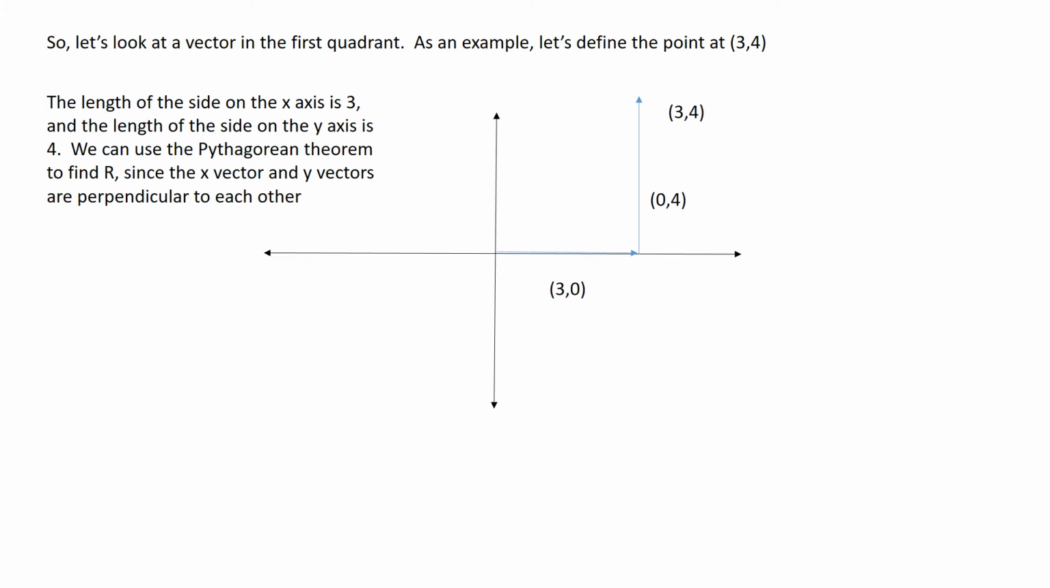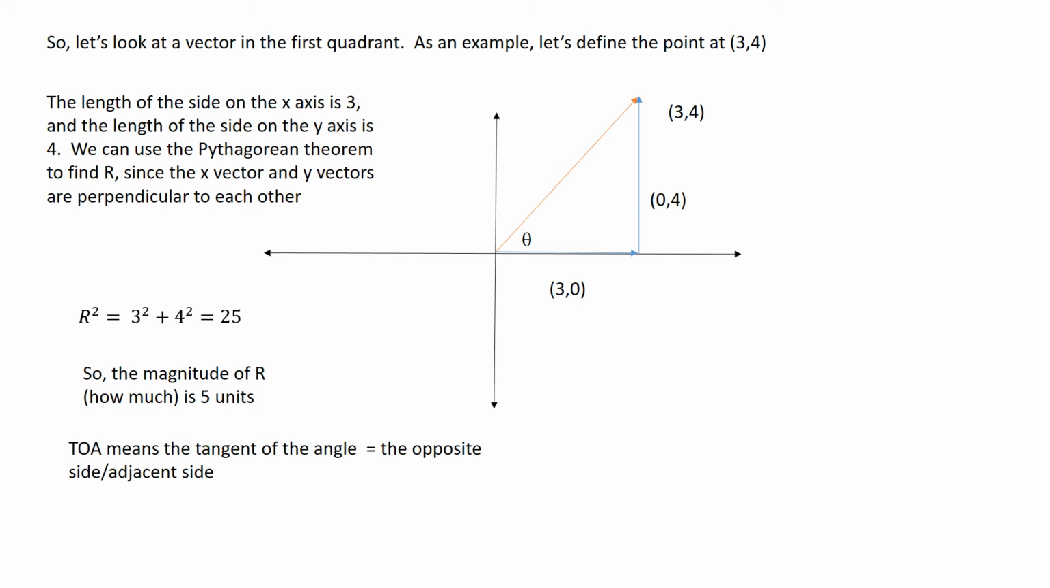I can use the Pythagorean theorem to find r, since x and y are perpendicular to each other. There's my hypotenuse. I added it in there. I find r squared is equal to 3 squared plus 4 squared. That's 25, so r is going to be 5 units long. If I want to find the angle, I can use the TOA part. TOA means that the tangent of the angle is equal to the opposite side divided by the adjacent side.